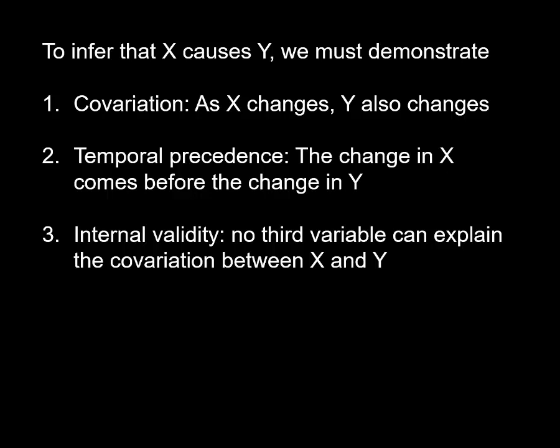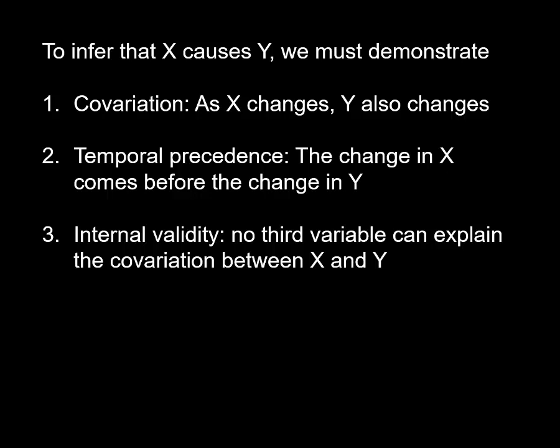So, the first criterion is covariation. We need to establish that as X changes, Y also changes. And that's exactly what the correlation establishes. Then we also need to establish temporal precedence, that the change in X comes before the change in Y. And the reason for that is the physical law of entropy. You can't have a cause after its effect. And three, internal validity, meaning that no third variable can explain the covariation between X and Y.